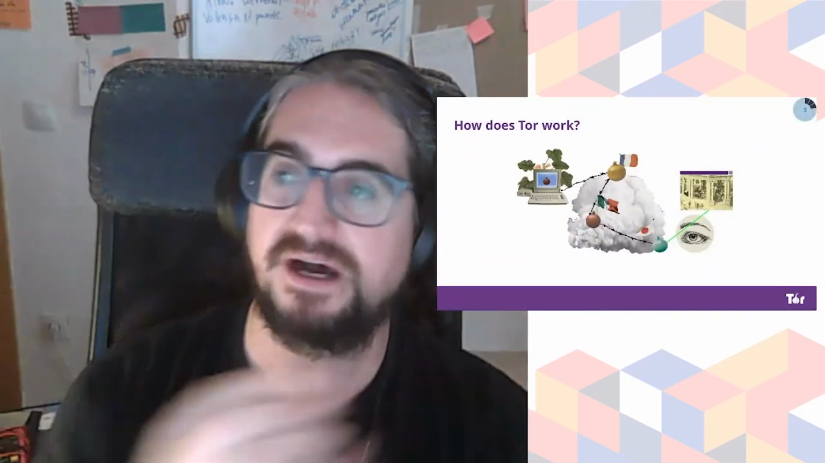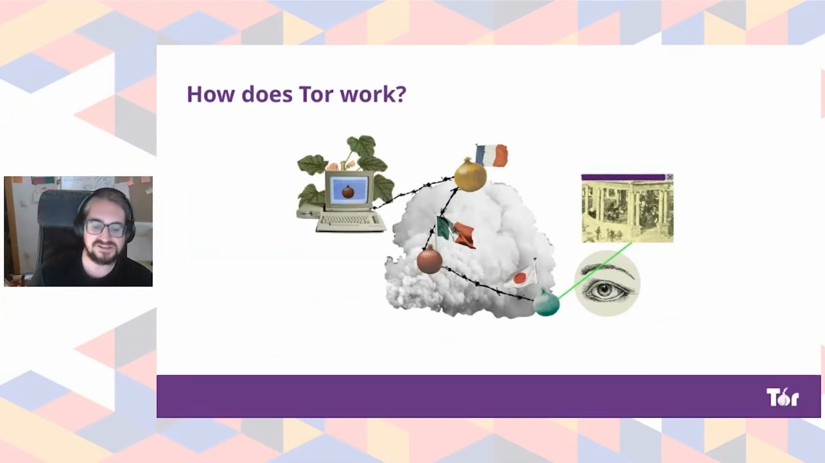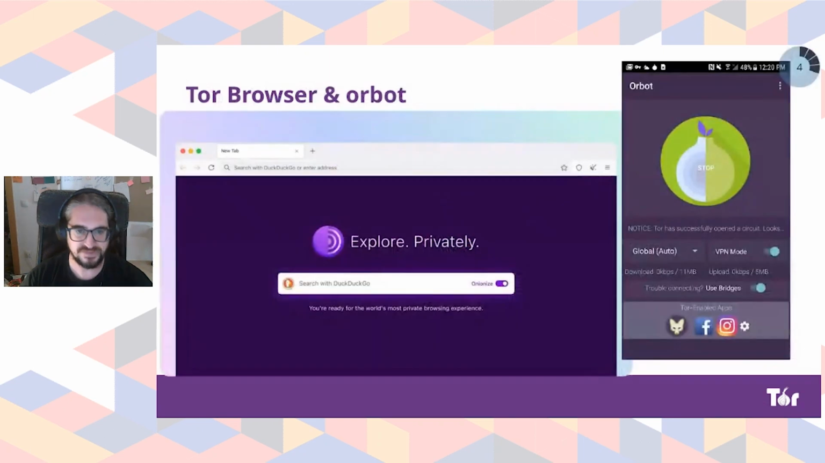But basically, what Tor is building is a network of relays run by volunteers all around the world. There are thousands of them. And when a user uses Tor, they basically jump through many of those relays, making it really hard for an observer to see what these users are doing in the network.